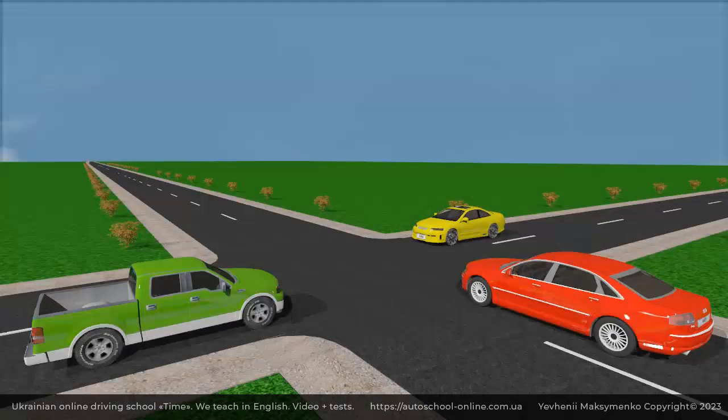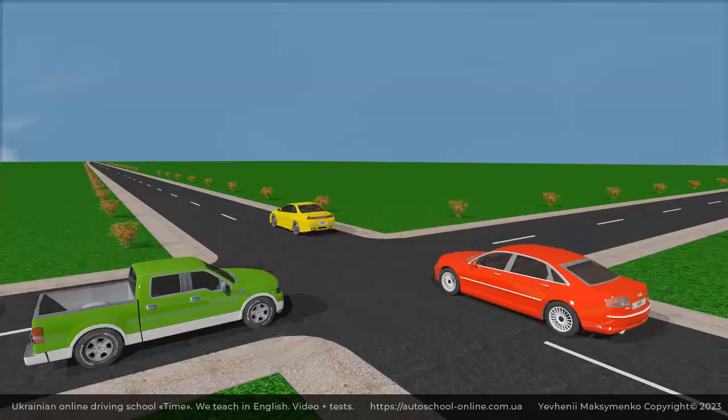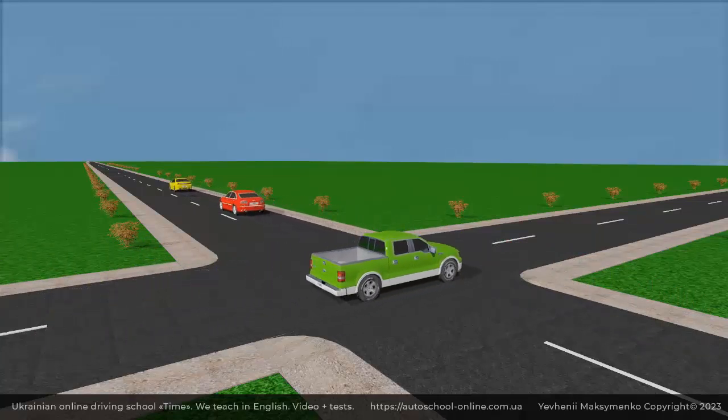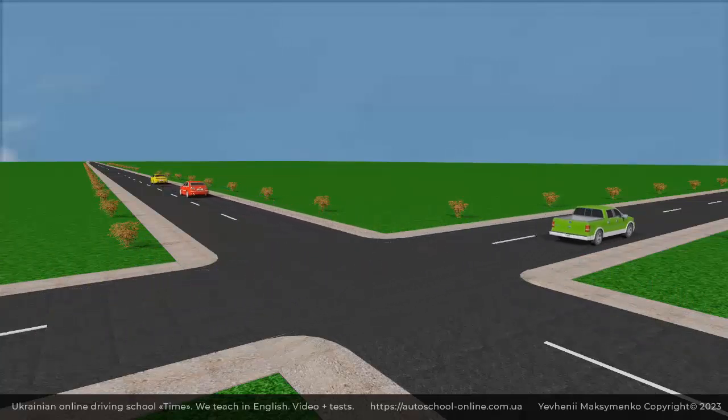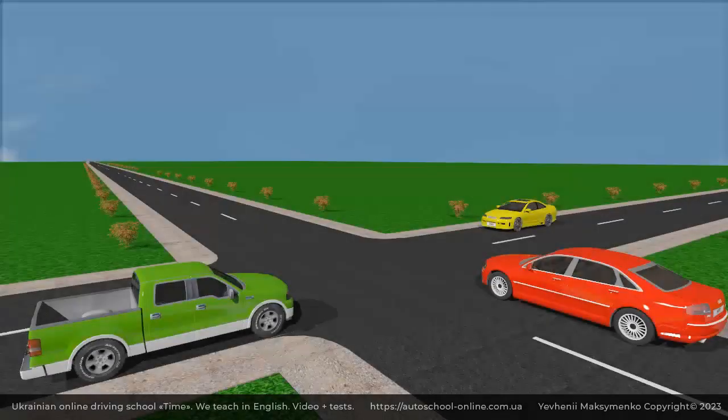Consider this situation once again, because there is a nuance here. If a driver without an obstacle on the right, in this case a yellow car, moves straight ahead or to the right, as in this case, he will always pass the intersection first. We've got that sorted out. But what if he turns left or turns around? We should solve this problem differently.